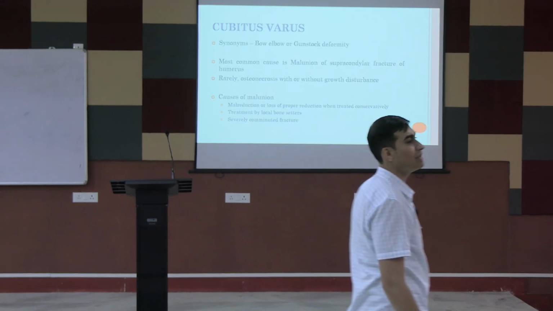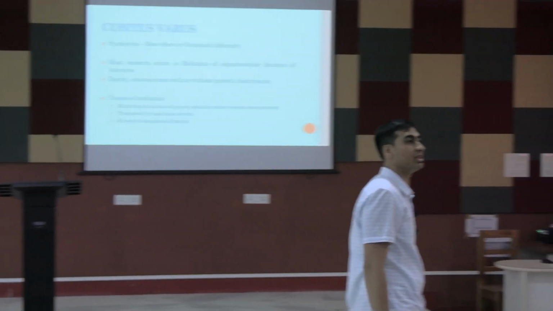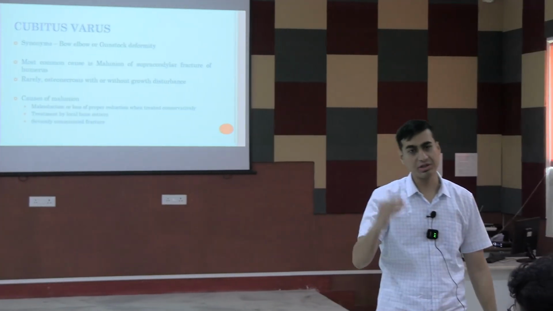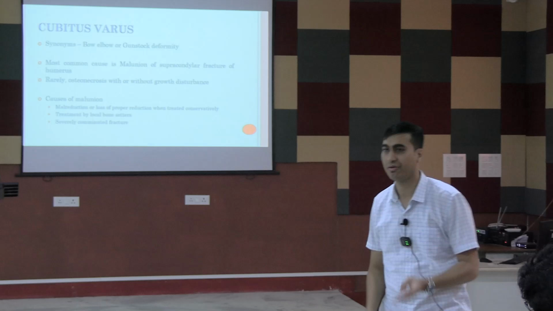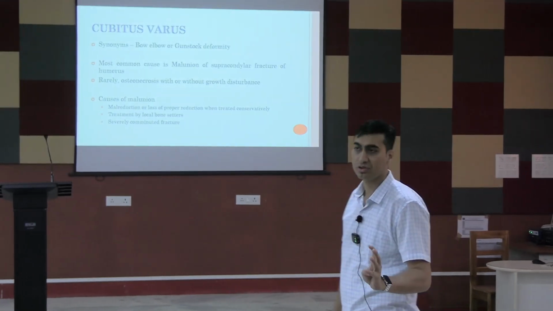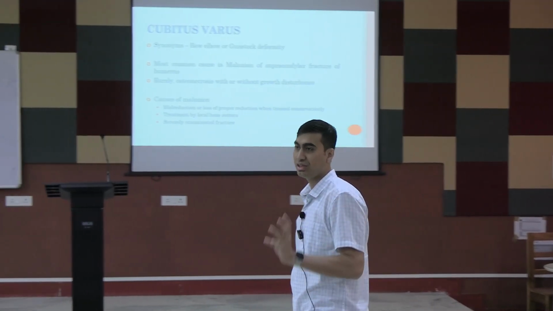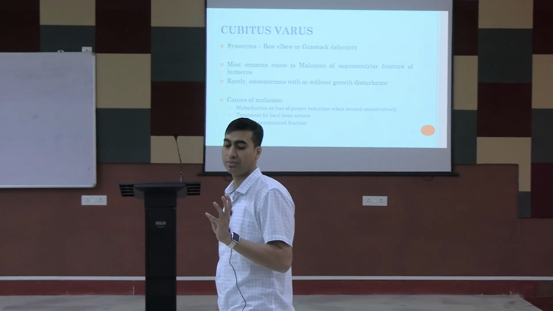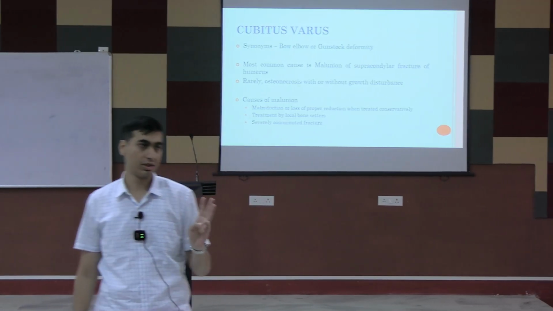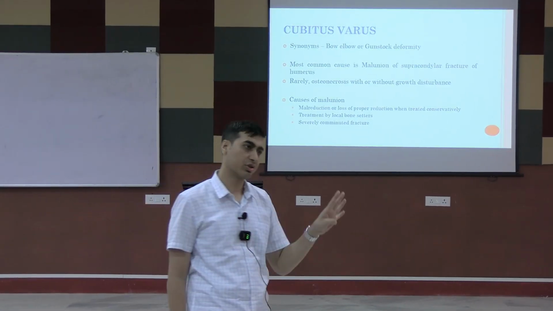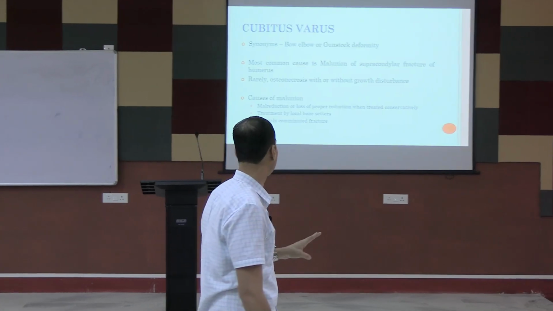Okay. And there can be some growth disturbances, which can be seen in rickets also. So, these are 2-3 causes that you should know. One is supracondylar fracture, another is avascular necrosis of the medial condyle, 3 is traumatic growth disturbances, 4 is rickets. So, 4 causes are more than enough for your exam, no need to know more than that.